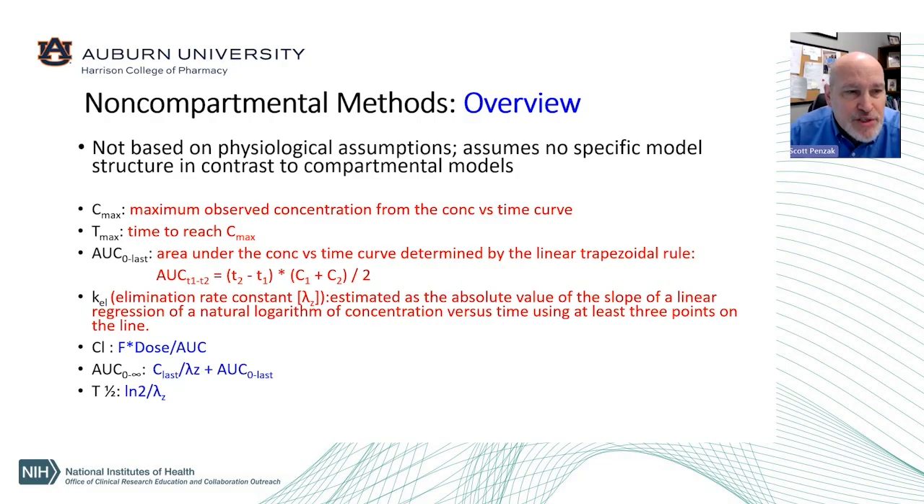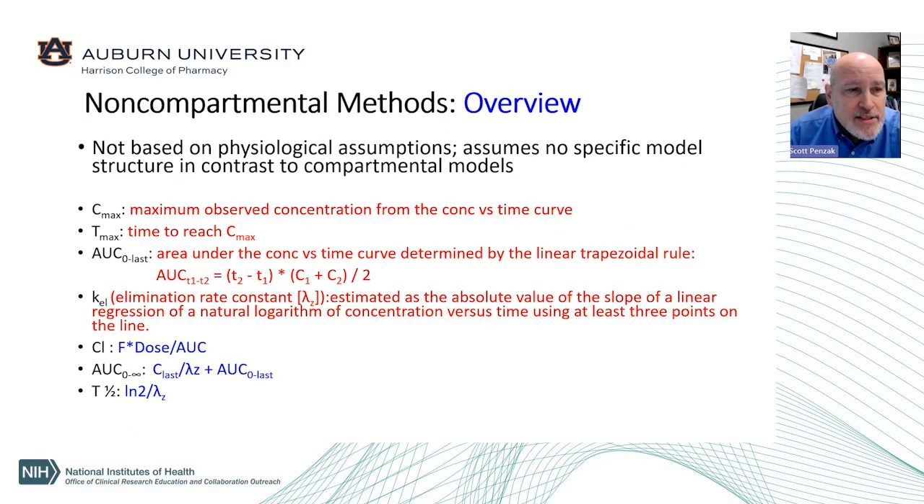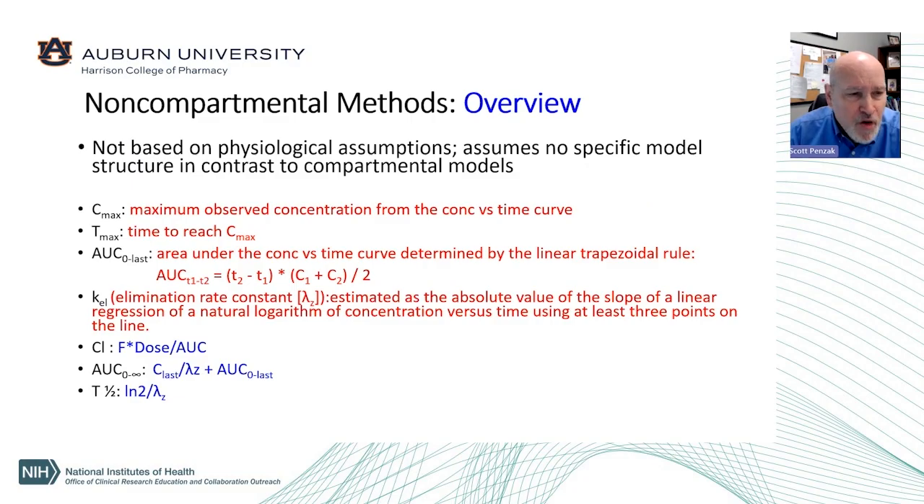So Cmax, I'm sure everyone is familiar with Cmax in a non-compartmental analysis setting. It's simply the maximum observed concentration, right? So here's your concentration. This is not log concentration, but just regular concentration. And then on the x-axis, you've got your time. So boom, highest concentration is Cmax. Easy enough, right? Next is Tmax. Well, that's simply the time that it takes to reach the maximum concentration. Simple enough there.